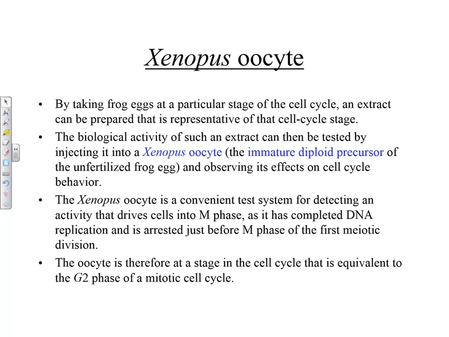So last time I was talking about how you can use frog eggs to test the activity of the M-phase promoting factor. Because the Xenopus oocyte is just at the stage where it is ready to move into the M phase of the first meiotic cell division. And so if you give it M phase promoting factor, that's going to happen. If you give it an extract from some other stage of the cell cycle, that does not happen.